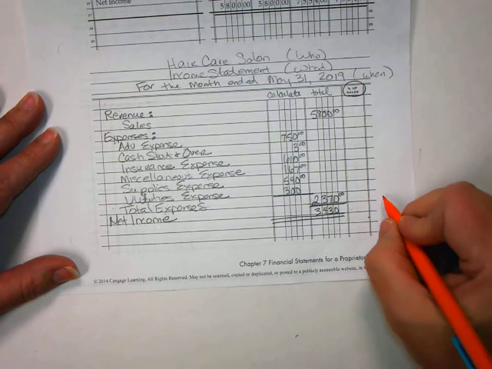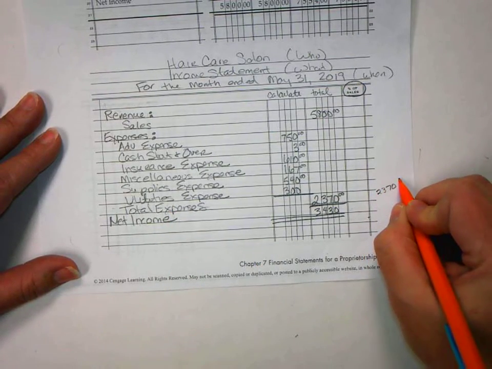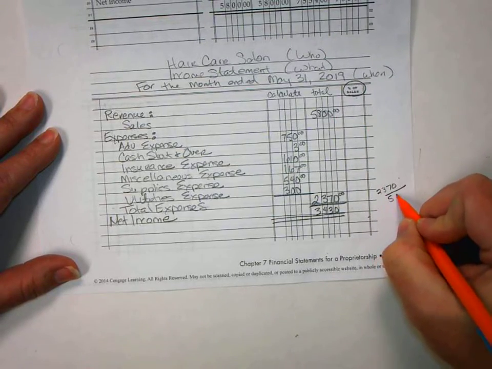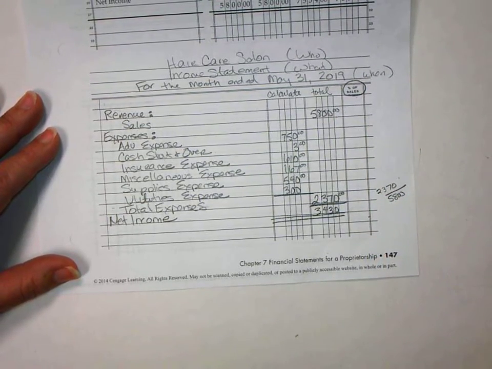So 2370 divided by 5,800. What's the percent of that?